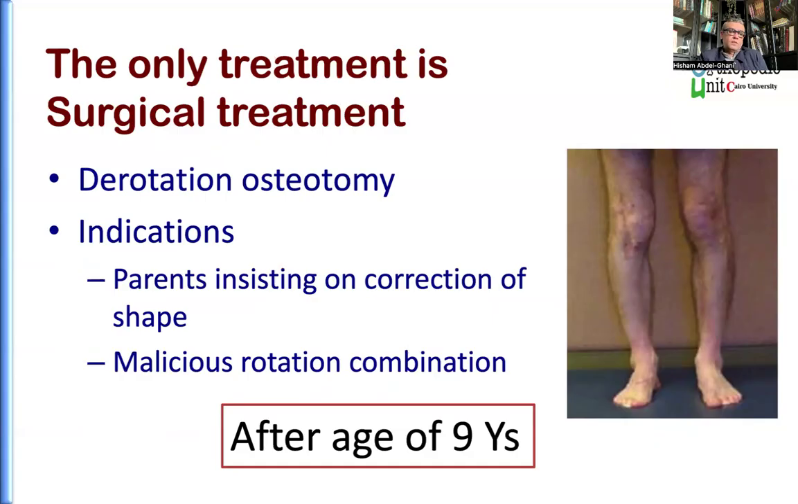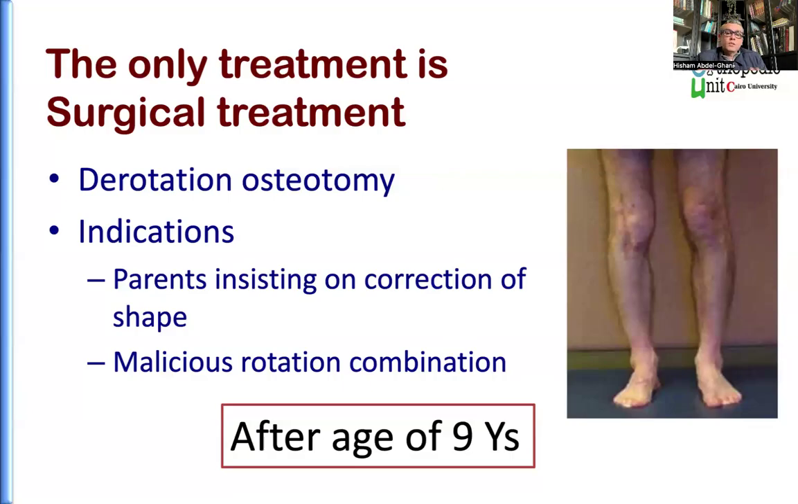So the only treatment of this condition is surgical treatment. This is the only one, by doing derotation osteotomy. And the indications, after explaining all of this, and after explaining that this deformity is only cosmetic, it does not affect the child's progression in athletic practice, it does not cause any arthritis, it is a matter of shape. So if the child does not like it, if the parents do not like it, if they insist on correcting it, then we can do surgery. But they have to know they are doing cosmetic surgery. It is not a functional surgery. And this has to be very clear in their mind.